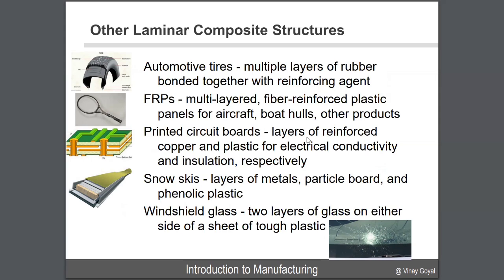But the internals will have particle board to try to reduce the weight. And then windshield glass is an example of a composite structure because you have two layers of glass. I don't know if you're aware of it, but on either side you have a tough plastic, and you're doing that so if there's a rock that hits it, it keeps everything bound together. And so yeah, that concludes the composite lecture.